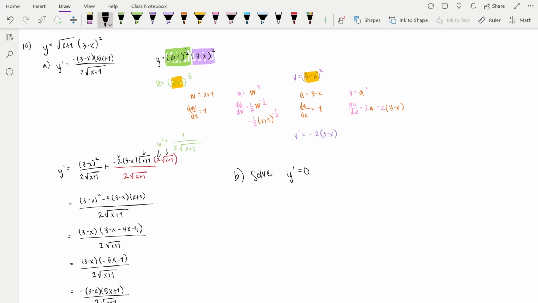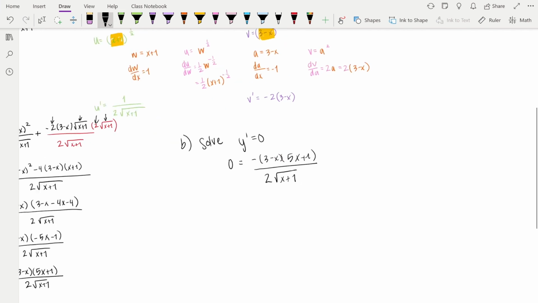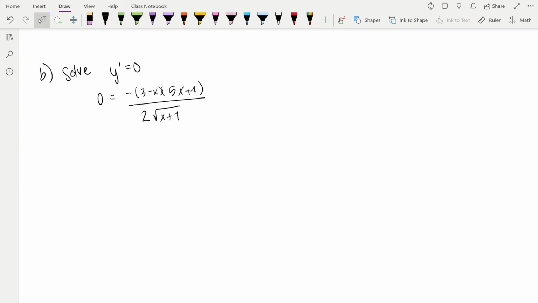Even if you couldn't figure out the derivative, it was a show-that problem. I already knew that this was the first derivative, so I'd be using that to solve this. I'm going to write it down, and then we're going to zoom in on the screen. So 0 equals -(3 minus x) times (5x plus 1) all over 2 root x plus 1. Okay, solving something equals 0 is great because you just multiply the denominator over, and anything times 0 is still 0. So we have -(3 minus x) times (5x plus 1).